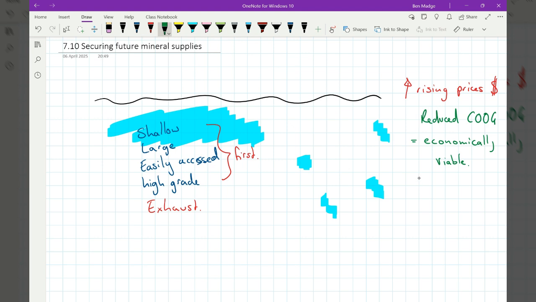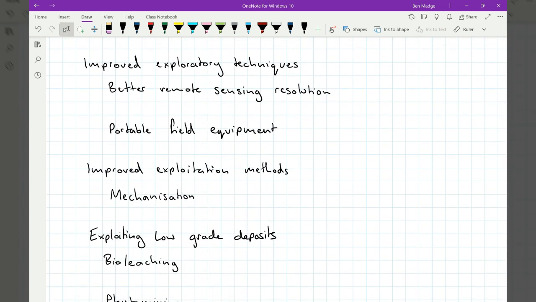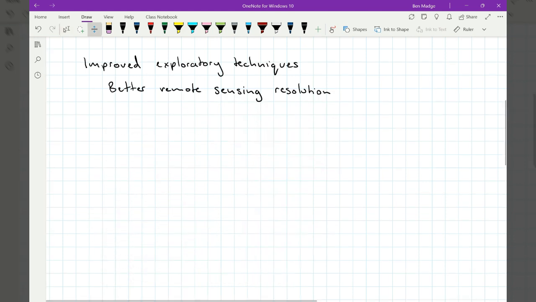And this is especially true if we have improved technology. Okay, so this will allow us to exploit these low-grade ores, or more inaccessible ones due to things like depth, for example. So let's start with this one, improved exploratory techniques. The first thing we're going to look at is better remote sensing resolution.